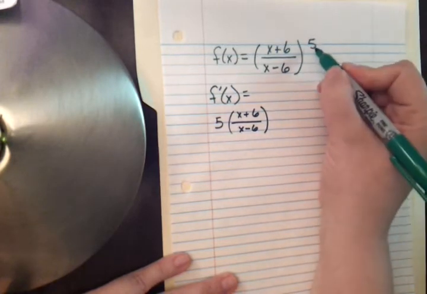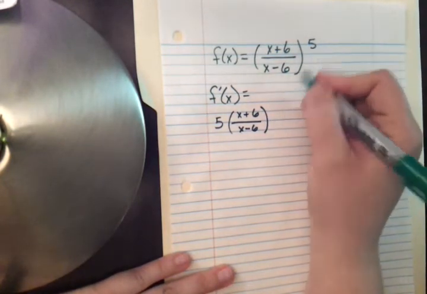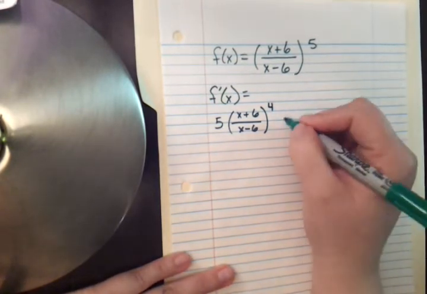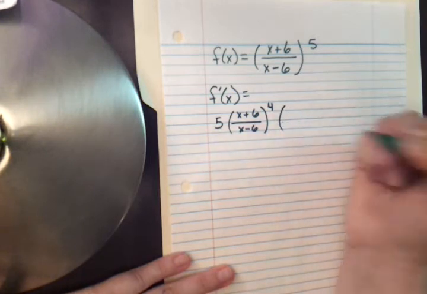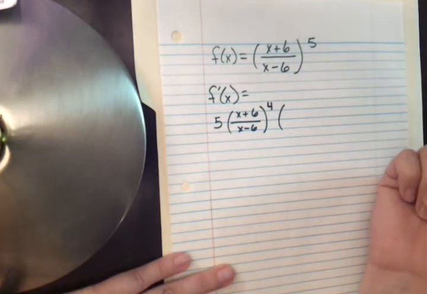And then I need to change my power. I need to subtract 1 like I did for the power rule before. So that's going to be 5 minus 1 is 4. And then I need to multiply that times the derivative of whatever is in the parentheses. Okay? That's going to be a quotient rule one.